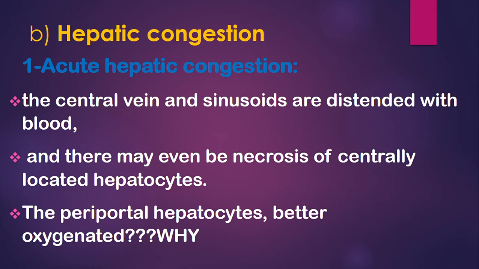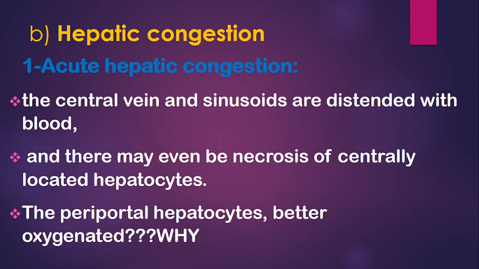Regarding acute hepatic congestion, we see microscopically the central vein and sinusoids are distended with blood. The central vein, as you know, is the vein located in the center of the hepatic lobule.